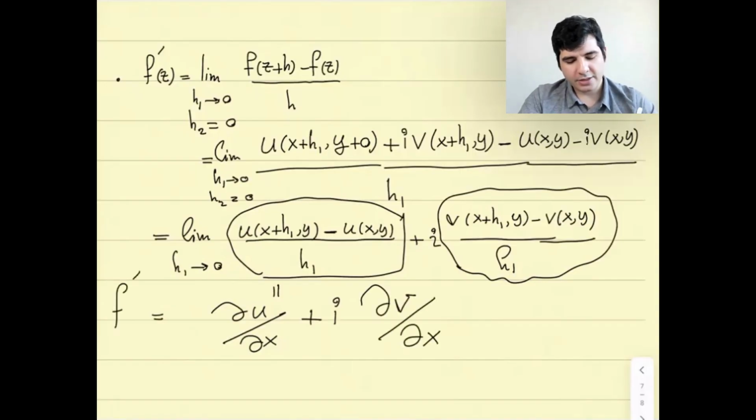So if this function is complex differentiable, we should have f prime of z being equal to this thing. So these limits should exist, and f prime of z should be equal to this combination of partial derivatives. I leave some analysis details to you, but that's the bottom line. That's what we have.